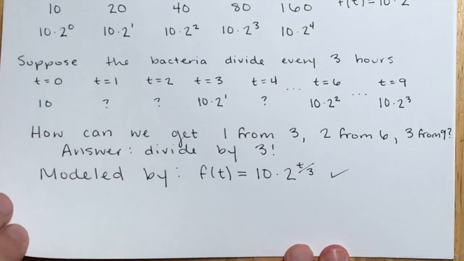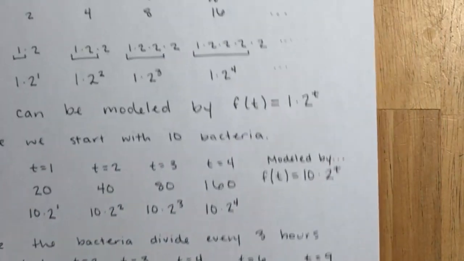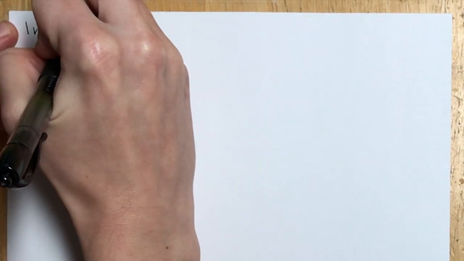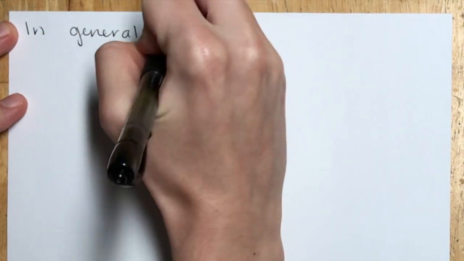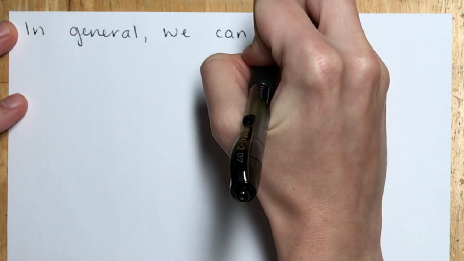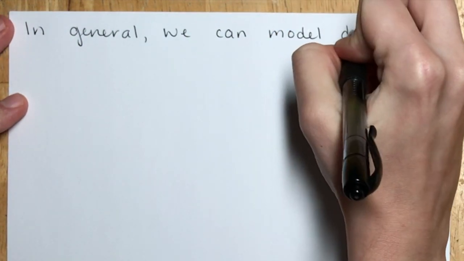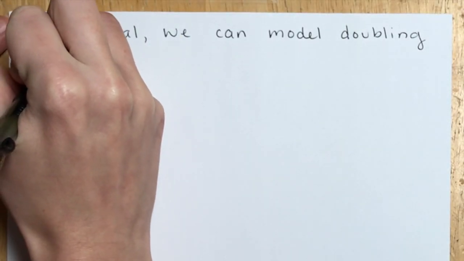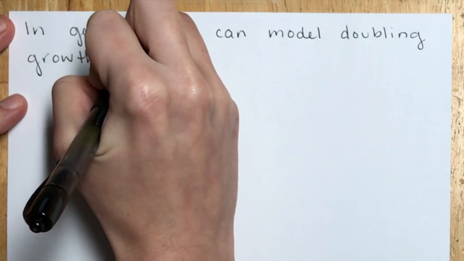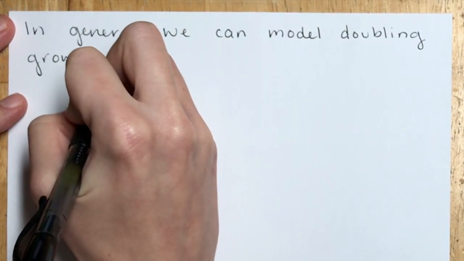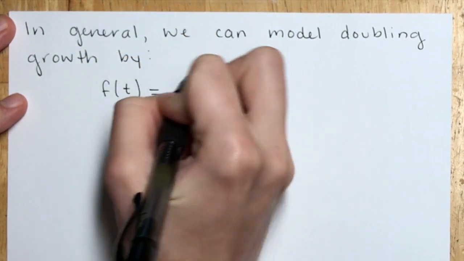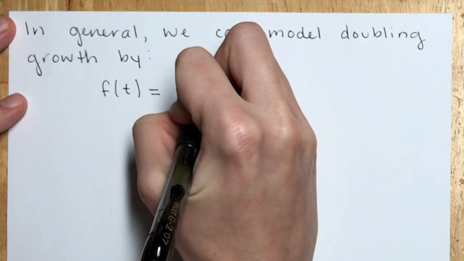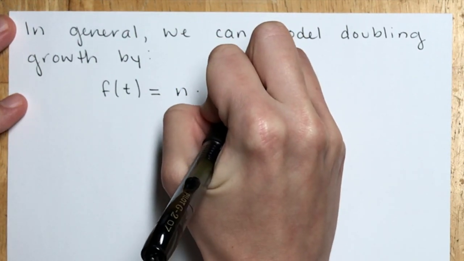So what does this mean in general for exponential growth? In general, we can model doubling growth by the following. F of t equals N times 2 to the t over D.